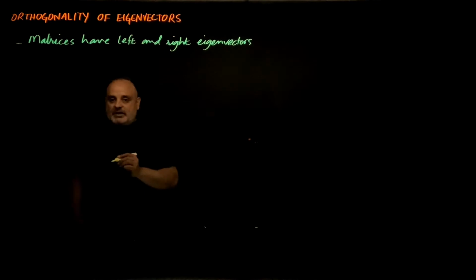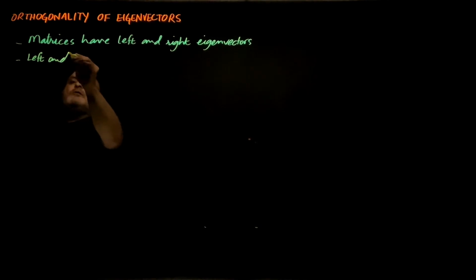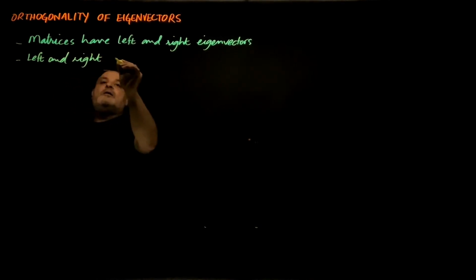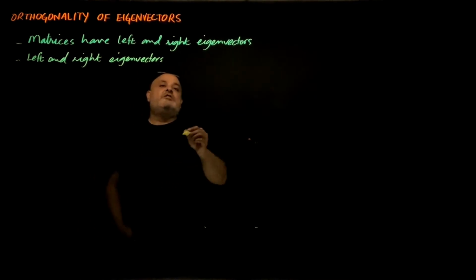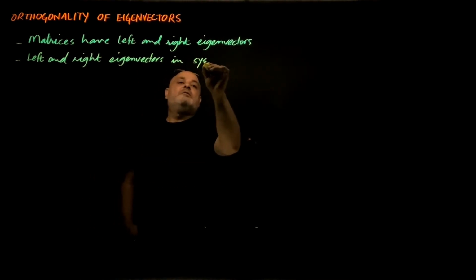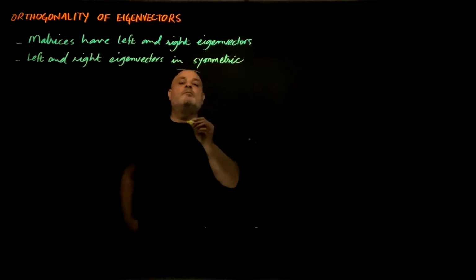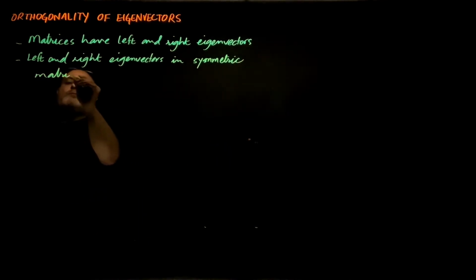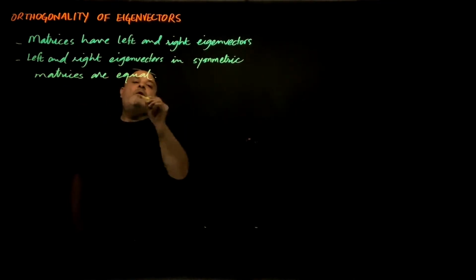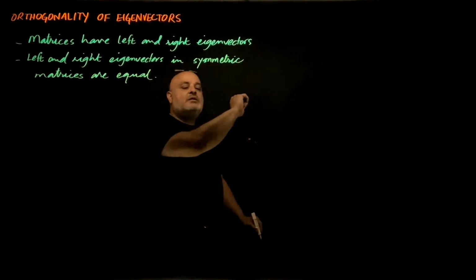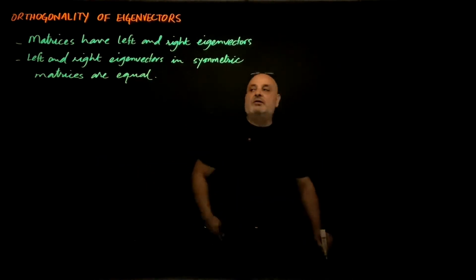Now, for symmetric matrices, the left and right eigenvectors are equal. And I'm going to concentrate on this part, symmetric matrices, because most dynamic systems have symmetric matrices, especially linear systems.